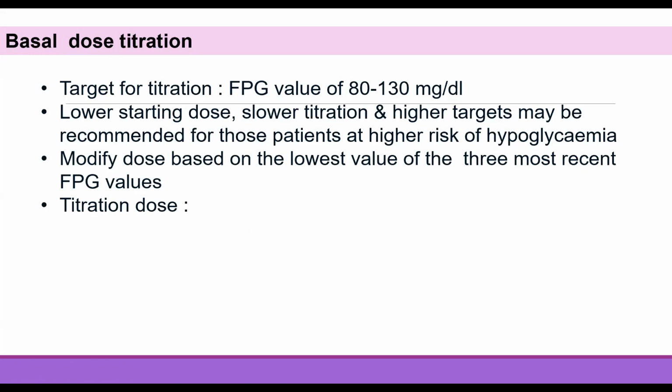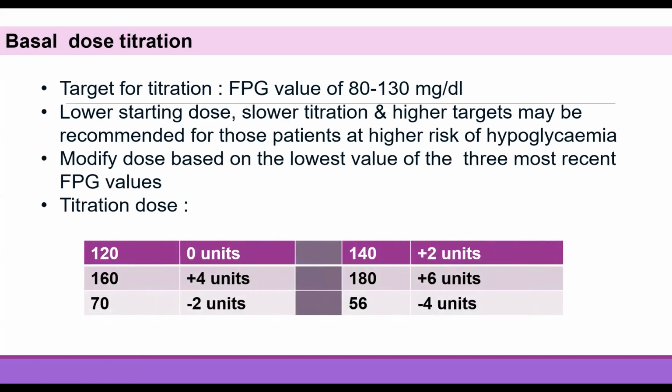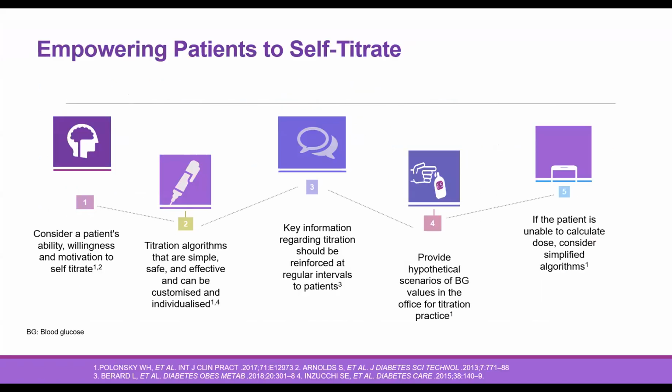And as I've told you, there are a lot of titration algorithms, but this is the algorithm which I personally follow. So I have shared it with you so that you can also follow the titration algorithm. You have to increase or decrease the dose of the basal insulin depending on the fasting plasma glucose value. So you can empower the patient to self-titrate.